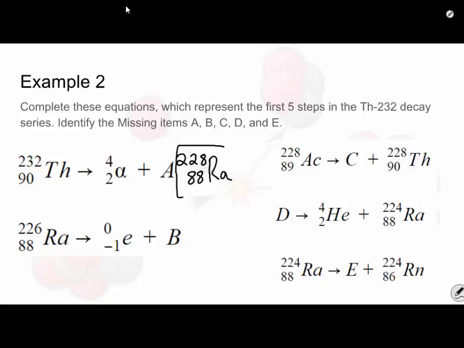So for blank number A, we would put 228 over 88 radium. Let's try the next step. So here we've got to figure out what B is.